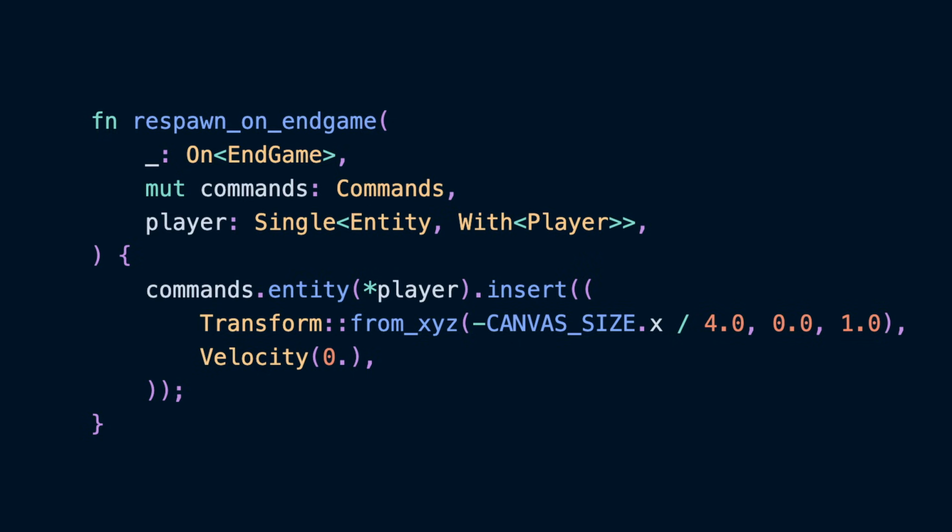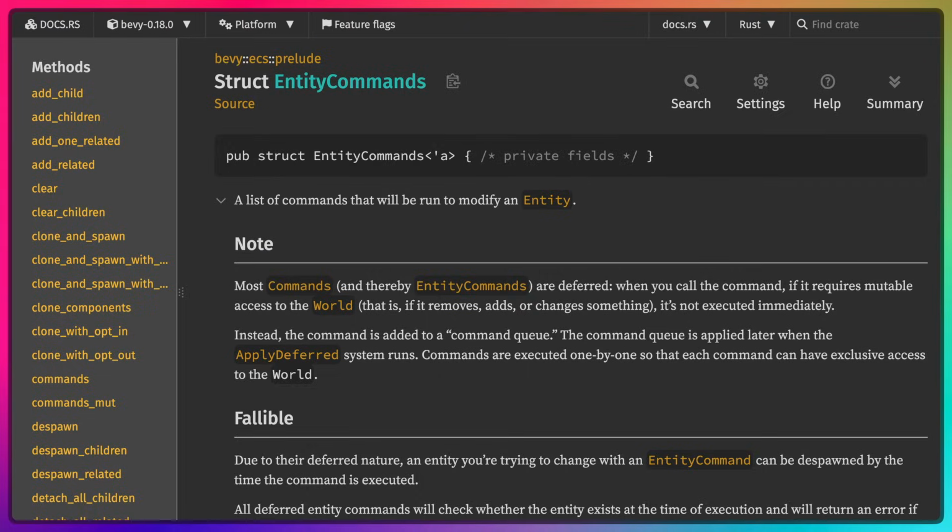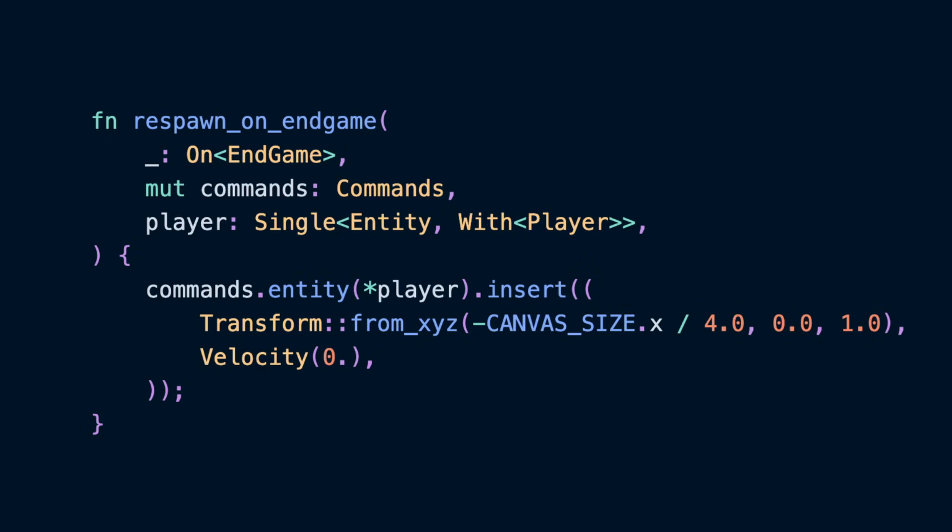In the respawn on endgame system, we query for the entity itself because commands has a nifty function called commands entity, which lets us get access to an entity commands for that given entity. This allows us to take the same set of actions we can take when spawning a new entity, which means it allows us to insert components and perform other operations. Note that we've also moved the bird to the left like I talked about earlier.